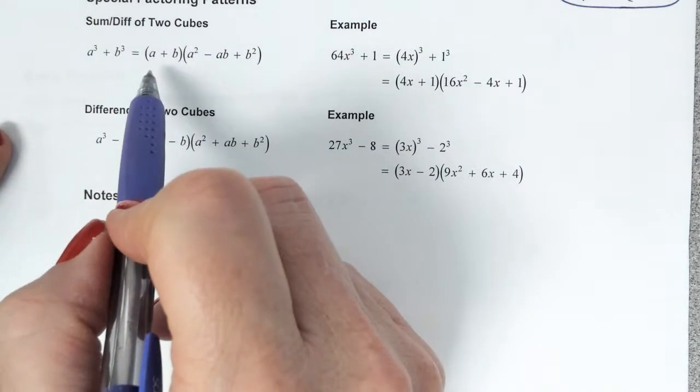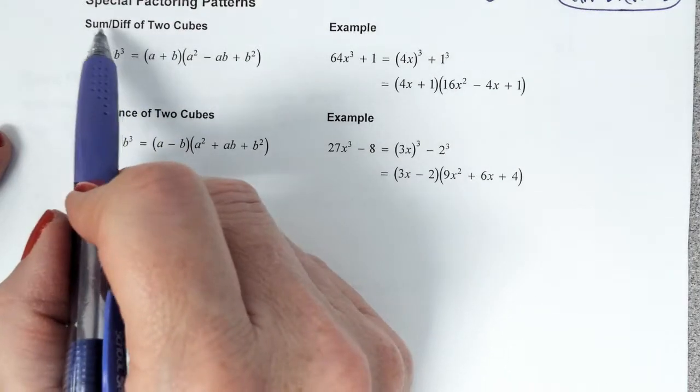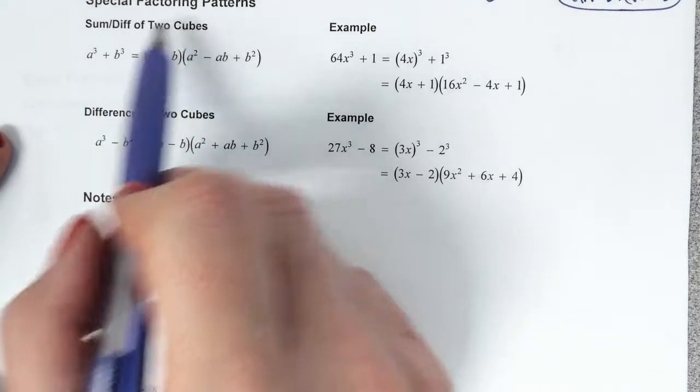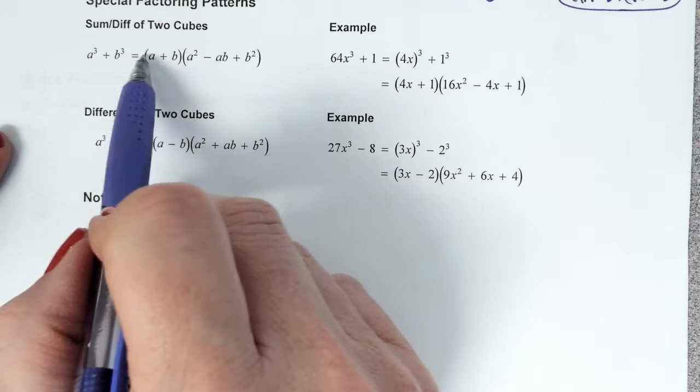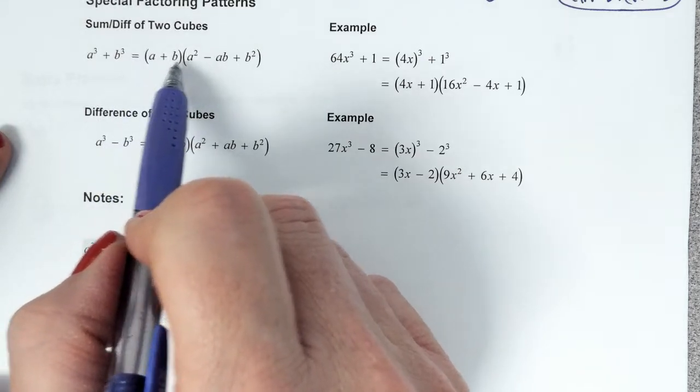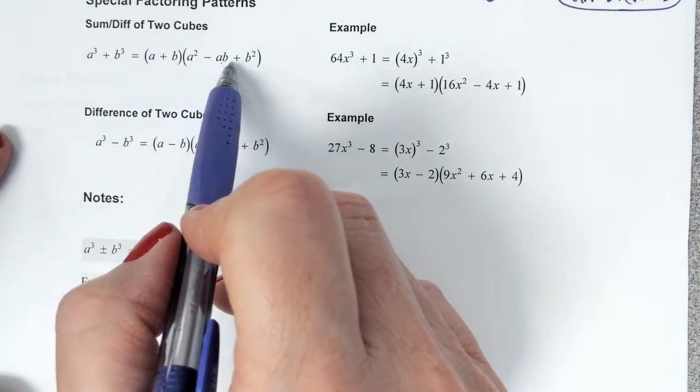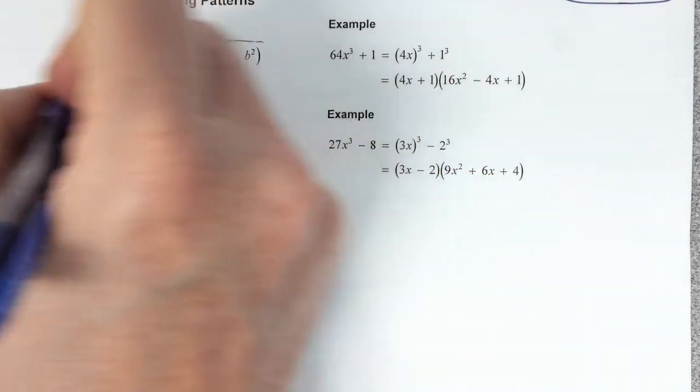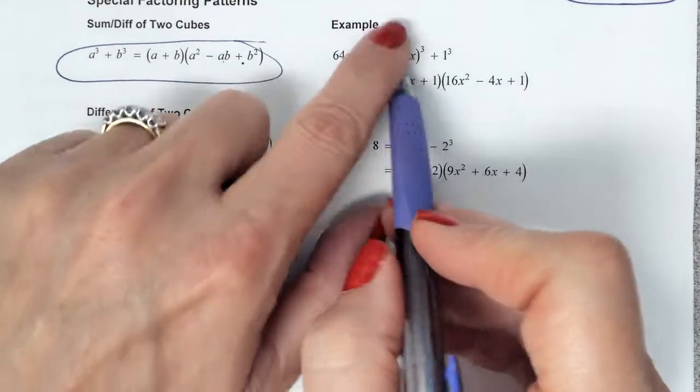These are two new formulas that you need to be able to apply. The sum and difference of two cubes. A cubed plus b cubed is always going to be a plus b times a squared minus ab plus b squared. Very important formula. Here it is being used.